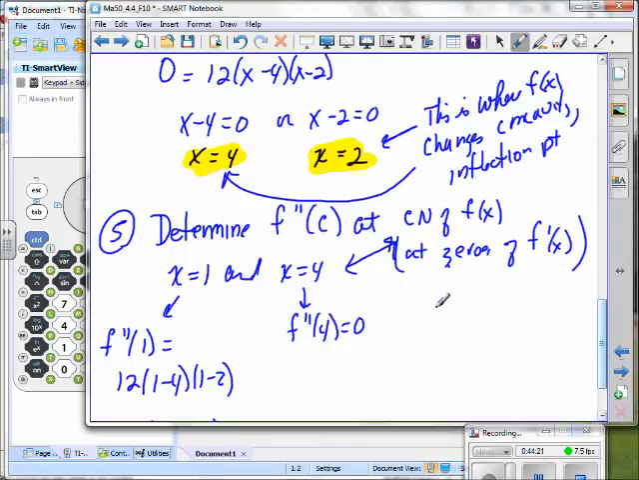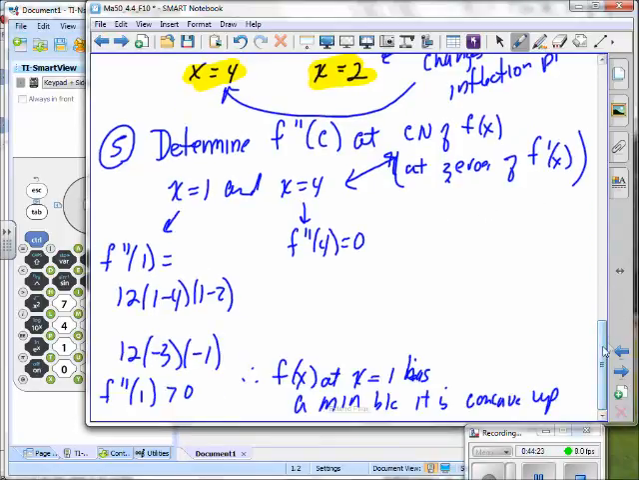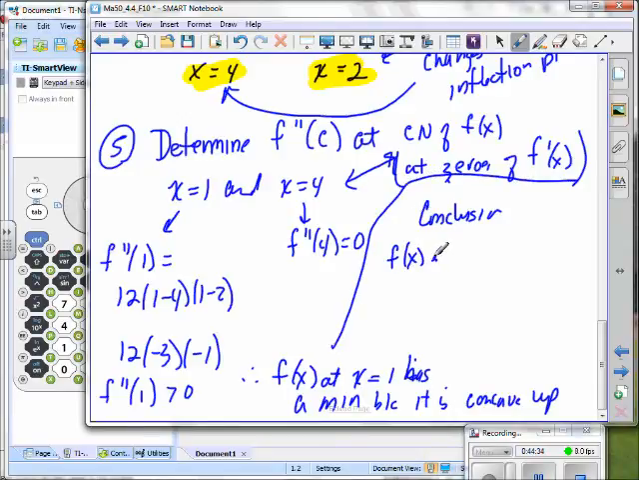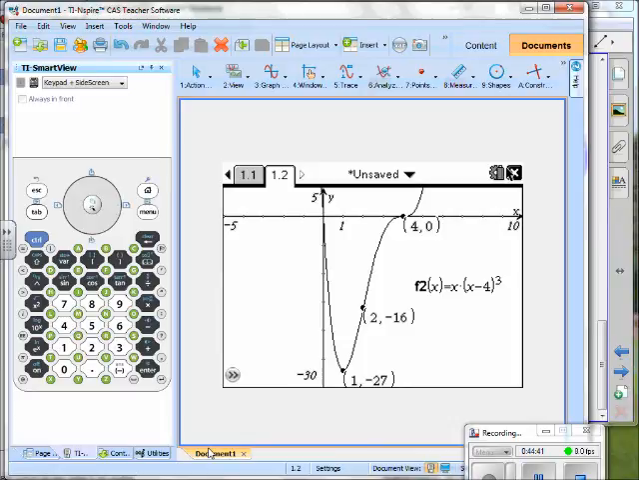So it says discuss the concavity. I kind of ran out of space on my mine right here. So our conclusion is, I'll just put it right here. Conclusion is f of x is concave up where? Give me an interval.